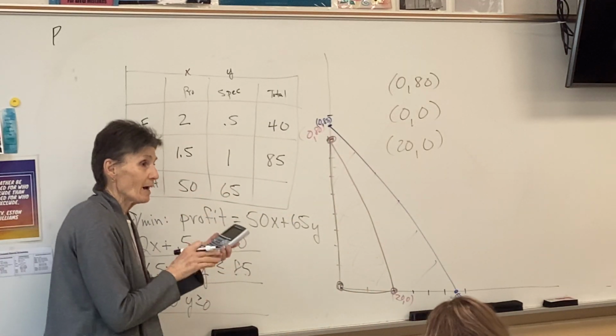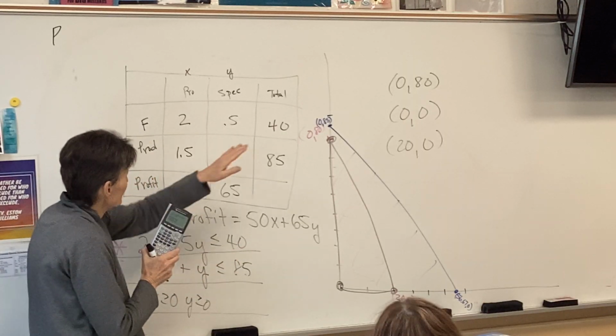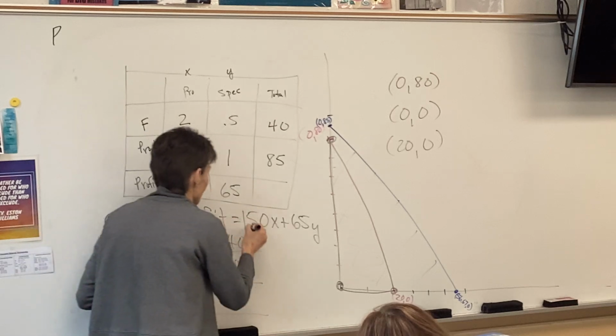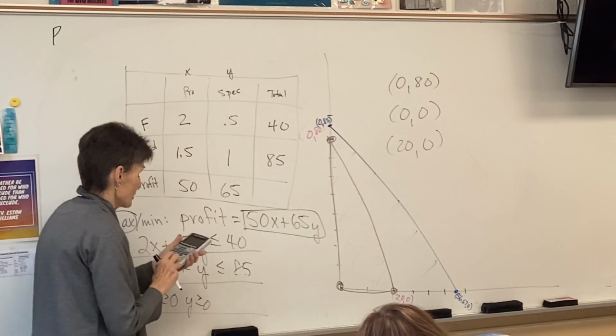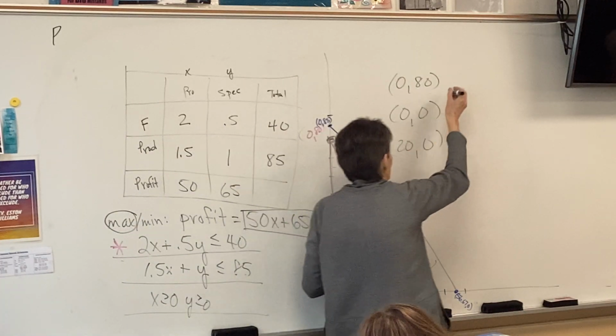So how do I figure out which is the best deal? Take each of those and plug them in right here. So 65 times 80. This will be 5,200.